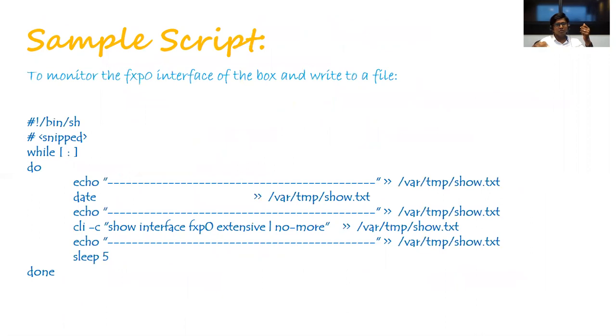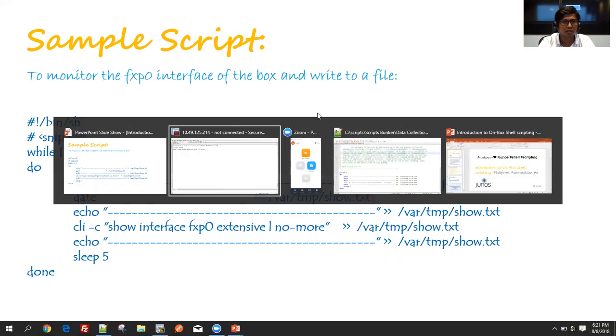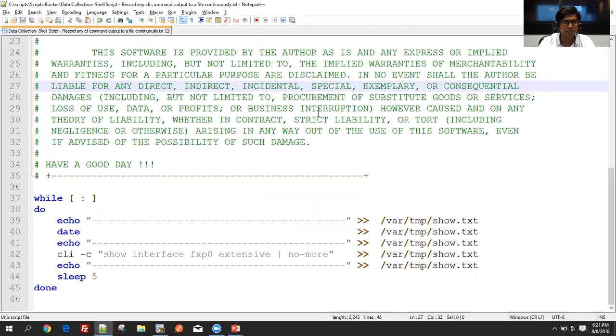This is a simple sample script which captures the FXP interface, that is the out-of-band management interface, extensive output to a file, which can later be used for any type of analysis. If you want to monitor the statistics of the interface, or monitor errors, drops, or frames, then we can use this. Let me start with the demo so that it will be more appropriate to move forward. So this is a script.